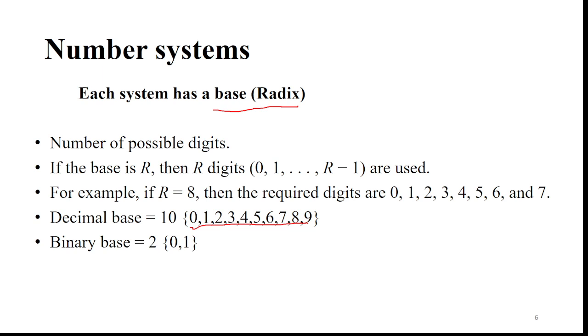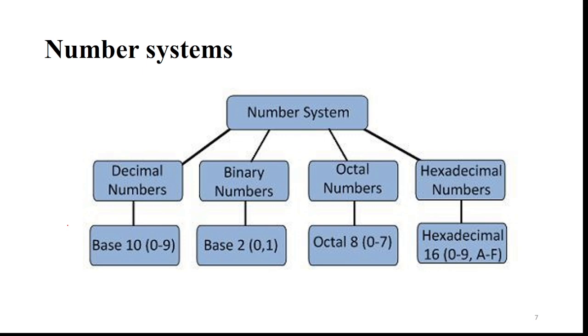The value of each position is a power of 10. Now in base 2, in binary, the value of each position is a power of 2. However, in base 10, in the decimal base, the value of each position is a power of 10. We have also other types, other systems. We can talk about the octal system, as you see here in the figure. This diagram shows the different types of number systems and their corresponding bases.